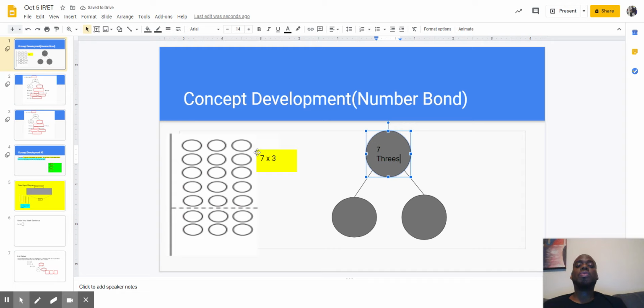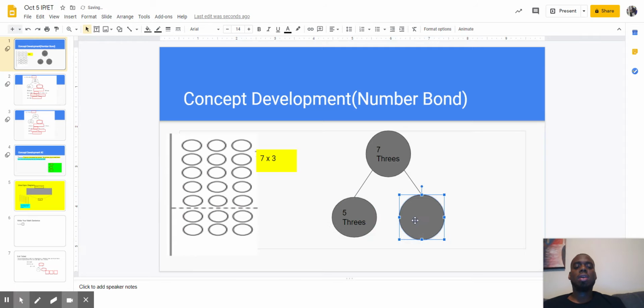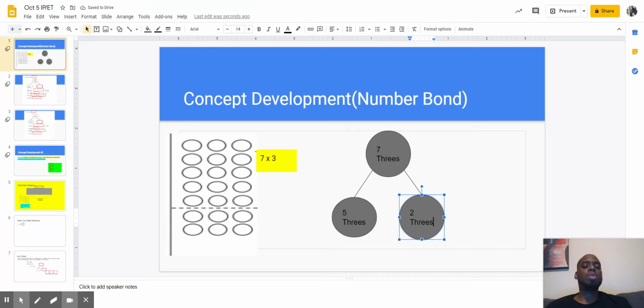And we just broke it up into 2 factors. Remember, the second factor, which is the 3, the multiplier, stays the same. And we broke it up into 5 threes and 2 threes, because we know 5 plus 2 equals 7. And this is what we do when we do the distributive property. We break our first factor, which is 7, into 2 addition problems, which we know 5 plus 2 equals 7. But we also have our multiplier, which is our 3, our second factor. It does not change. So when we write our number bond, 7 threes equals 5 threes plus 2 threes.